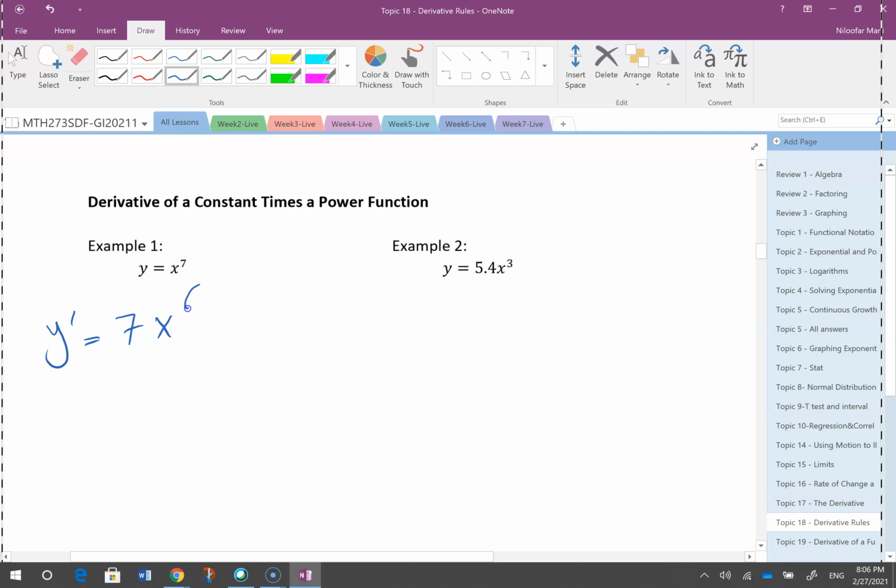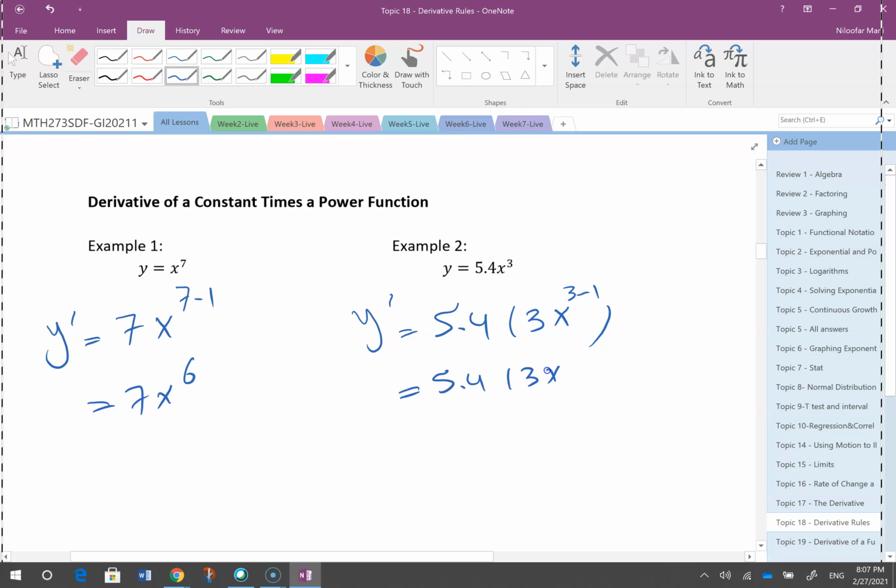1 second. Okay. 7 minus 1, which is 7x power 6. How about that? Okay, I told you if I have a constant multiple, I just carry it to the next level. So y prime is 5.4 multiple 3x squared. I can do it step by step. 3 minus 1. Then it is 5.4 multiple 3x squared, which is 16.2 multiple x squared. Okay?